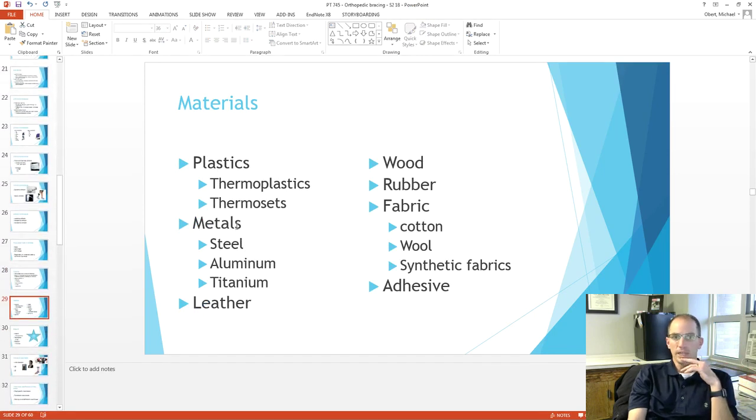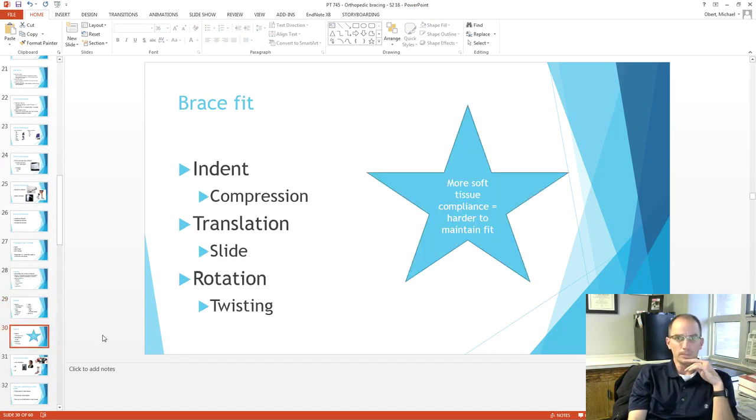So we have some different plastics, we have some different metals. These all have different properties. So steel is going to be heavy, it's going to be strong. Aluminum and titanium are going to be lighter. Titanium is going to be a little bit stronger than aluminum. So it's really looking at what our goals are for that particular patient. How safe is it? How is it able to function? There are a lot of different materials, so don't get bogged down in that.